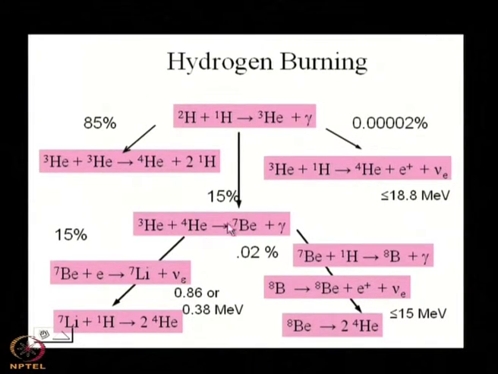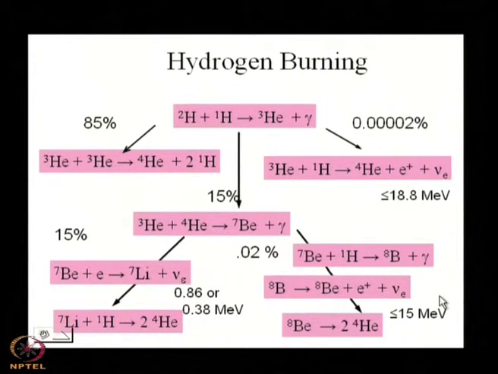But again here there is another possibility, again a very small fraction goes into this path. Here the beryllium collides with the proton to form boron 8, and this boron 8 then becomes beryllium with the emission of a positron and a neutrino, this is beta decay, and this beryllium then gives rise to 2 helium 4. Okay. And there are neutrinos emitted in this, and the energies of these neutrinos are given over here.